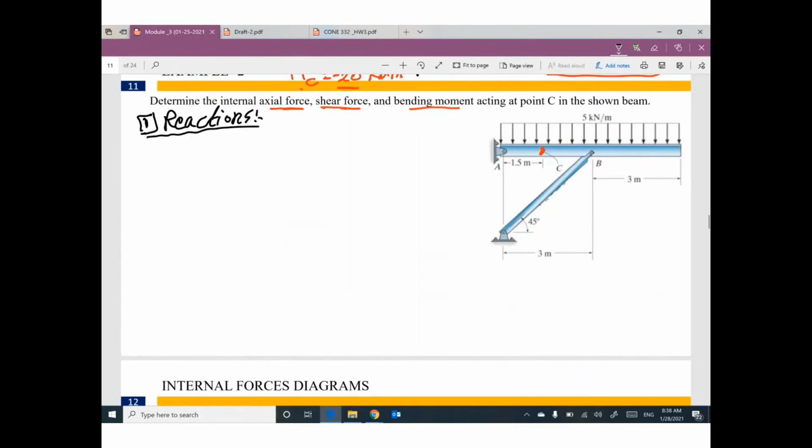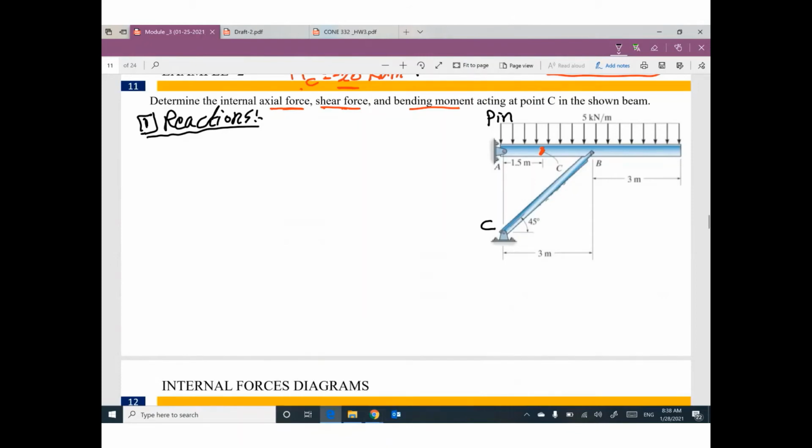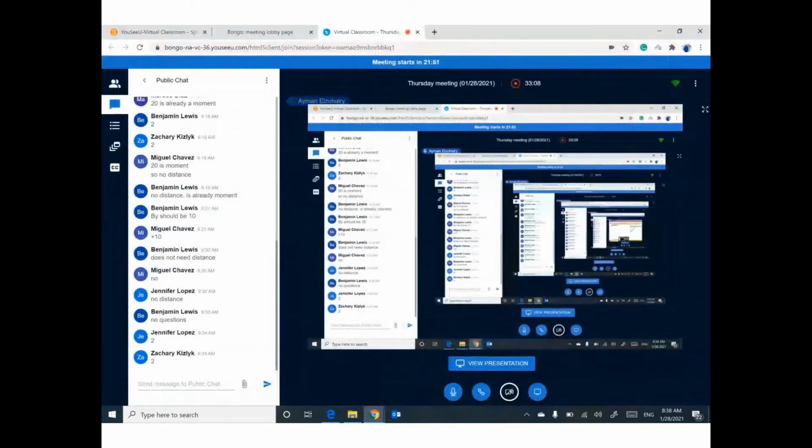Any idea? Any idea about this structure before starting the reactions? How many reactions do you have at A? A is a pin support. So how many reactions at A? How many reactions at B or at C? Okay, 2 at A.